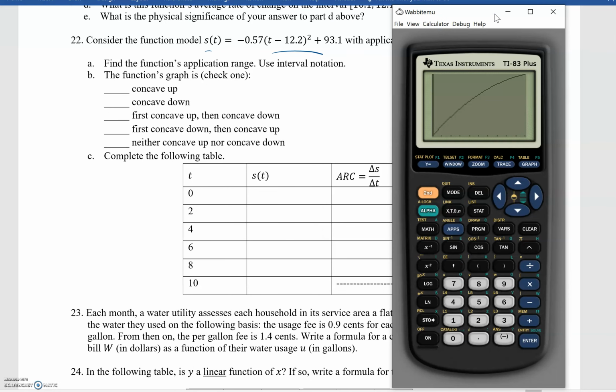And what are we looking at? Is it concave up, concave down, change in concavity, etc.? This is an increasing function, but it's increasing at a decreasing rate, i.e. it is concave down.